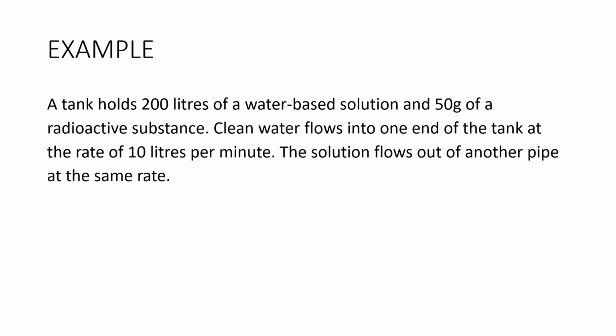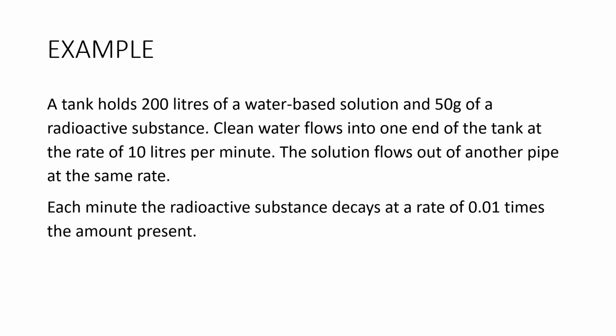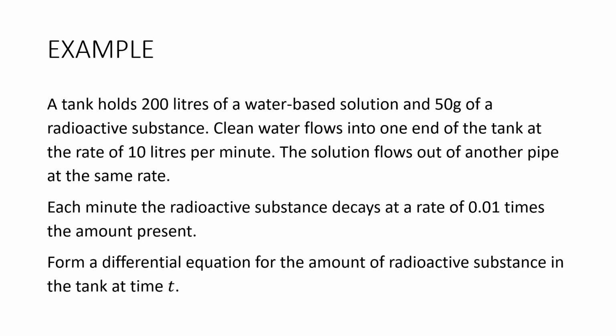So here's an example. A tank holds 200 litres of a water-based solution and 50 grams of a radioactive substance. Clean water flows into one end of the tank at the rate of 10 litres per minute, and the solution flows out of another pipe at the same rate. But we have a further complication because each minute the radioactive substance decays at a rate of 0.01 times the amount present. Form a differential equation for the amount of radioactive substance in the tank at time t.